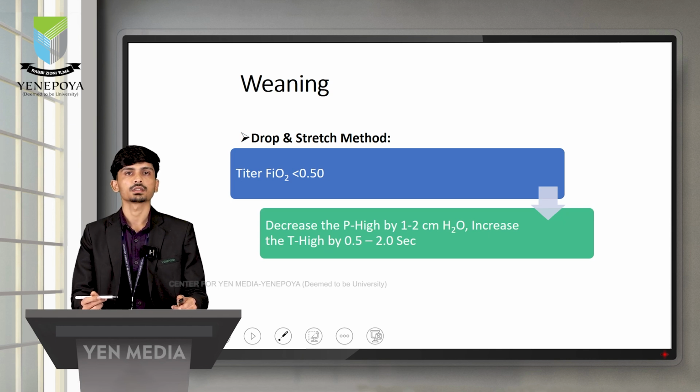Let's say the patient is currently on the maximum possible P high, that's 30 centimeter of water, and T high is around 5 seconds. So now we want to do the drop and stretch method. According to this, we will decrease the P high by 2 centimeter of water. Currently the patient is on 30 centimeter of water, we will reduce it to 28.